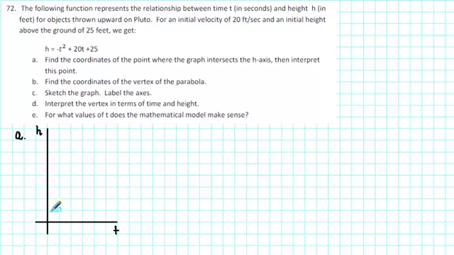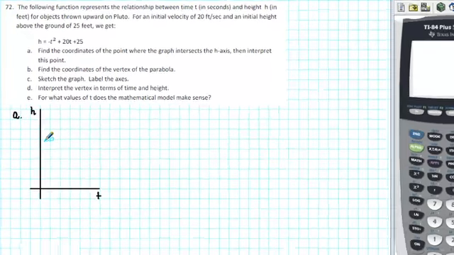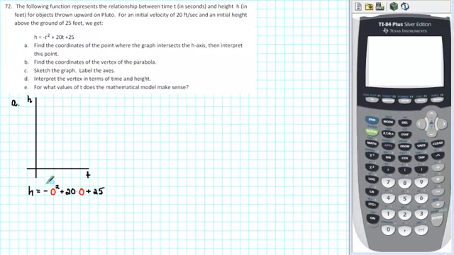So to answer part A, we can substitute 0 for t in our function. We get minus the square of 0 plus 20 times 0 plus 25. When we evaluate this expression, we get 25. So the coordinates of the point where the graph intersects the h-axis are (0, 25). This means that the initial height above the ground is 25 feet.